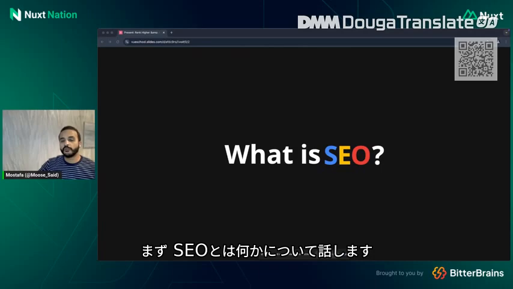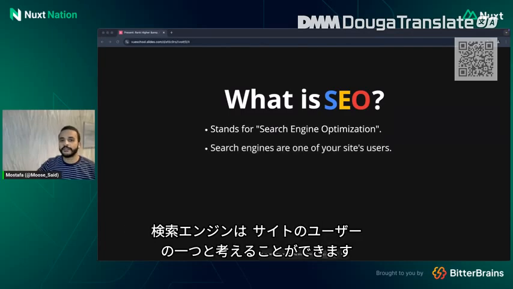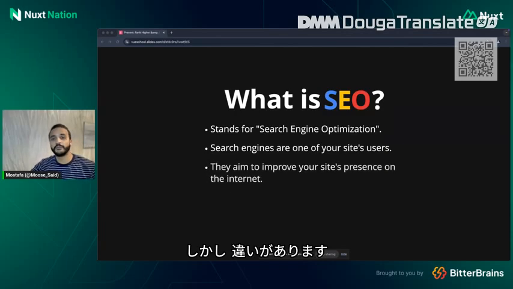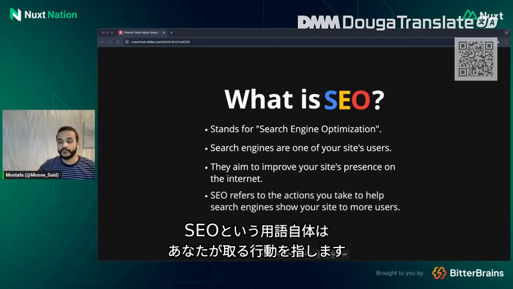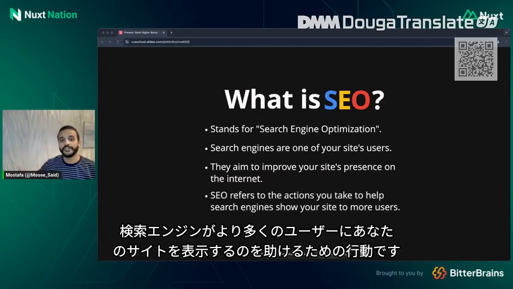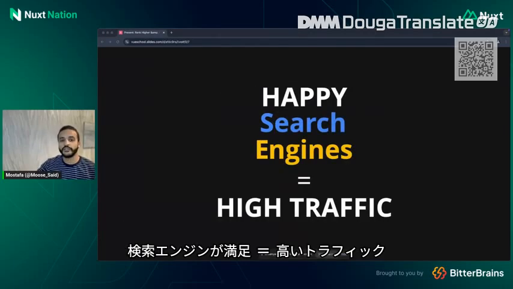First of all, we're going to talk about what is SEO. Well, SEO stands for Search Engine Optimization. And search engines, you can think of them as just one of your site's users. But they have a difference here, which is that they aim to improve your site's presence on the internet. So the term SEO itself refers to the actions you take to help search engines show your site to more users, which leads us to a very simple equation. Happy search engines equals high traffic.